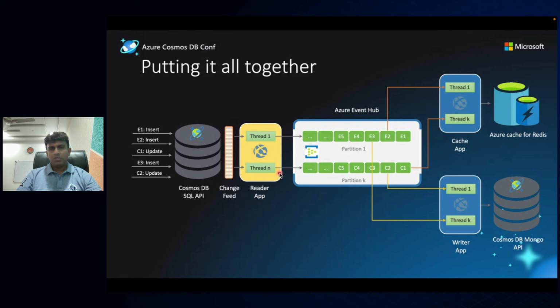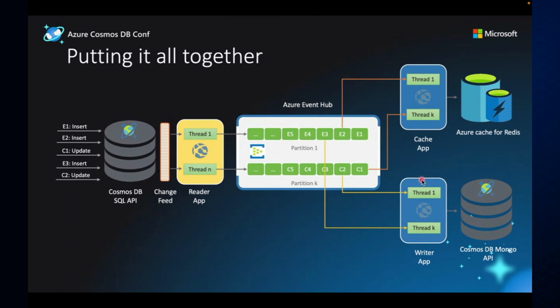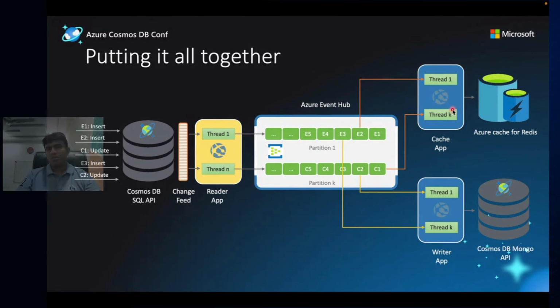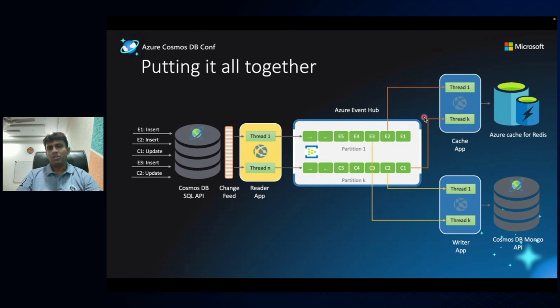With respect to scalability, each of these layers can be scaled out independently. If you want to spin up multiple instances of the reader app, one per logical partition, we can do that. Azure Event Hub can be scaled out by having more partitions. And on the writer side, again, you could have multiple instances of the writer app, one per partition in the Azure Event Hub. So we can build an enterprise-grade ETL pipeline with all of these services put together.